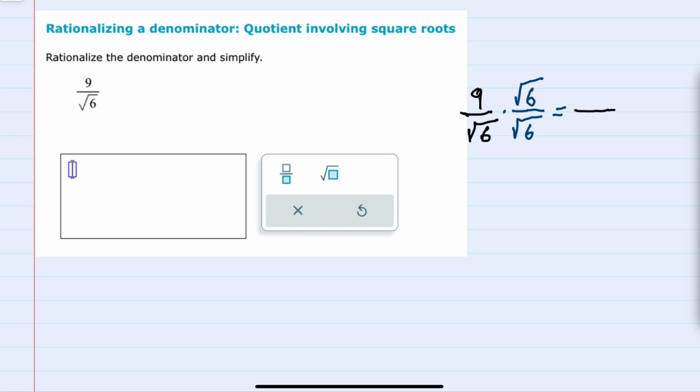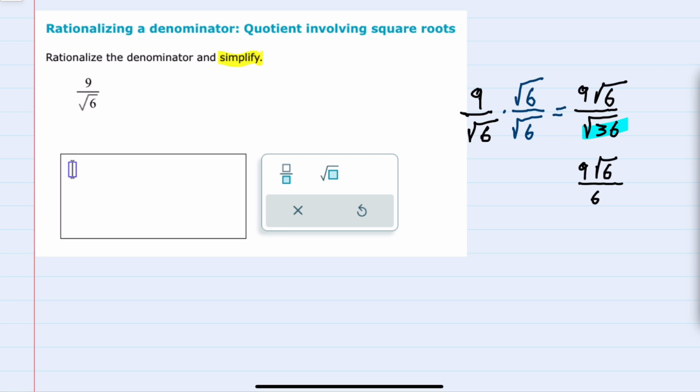However, in the numerator, I now have 9 square roots of 6. And in the denominator, the square root of 6 times the square root of 6 is the square root of 36. And as planned, the square root of 36 can be simplified to just 6. 6 squared is 36, so the square root of 36 is 6. My denominator stays the same. So we have rationalized the denominator. There's no longer a radical.